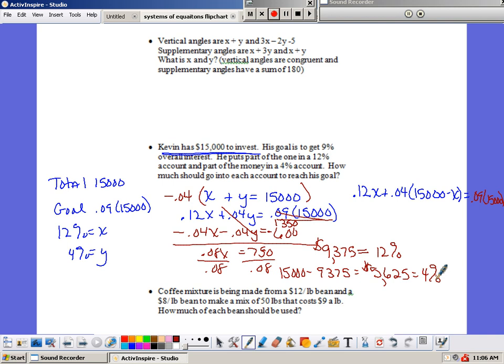So it's just another way of doing a mixture problem as an elimination rather than a substitution. But like I said, if you like substitution better, you're used to it, go ahead and use that.